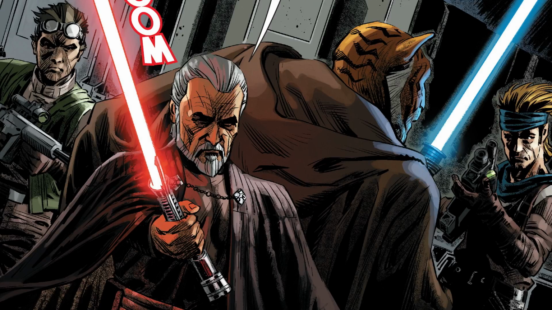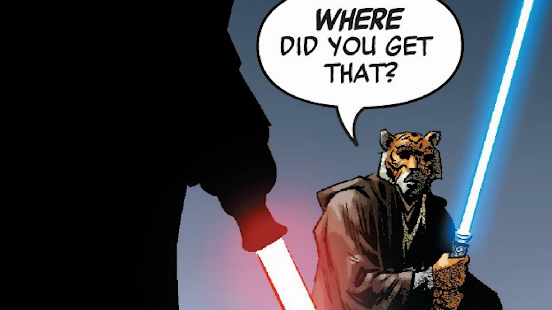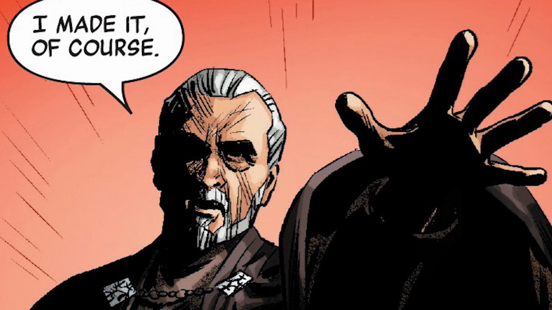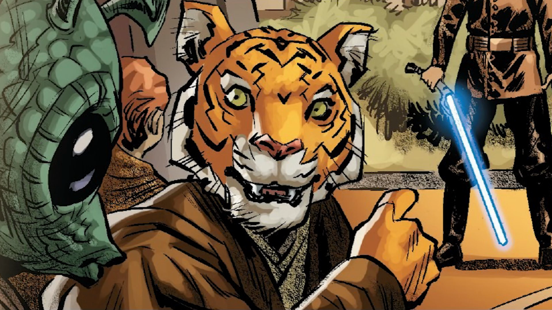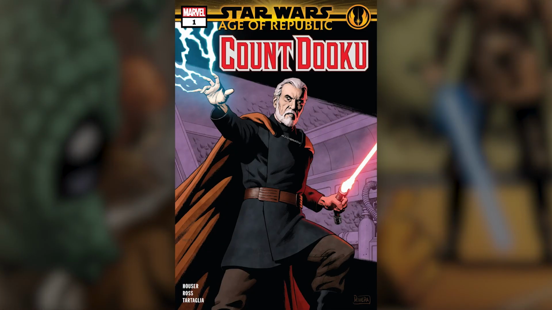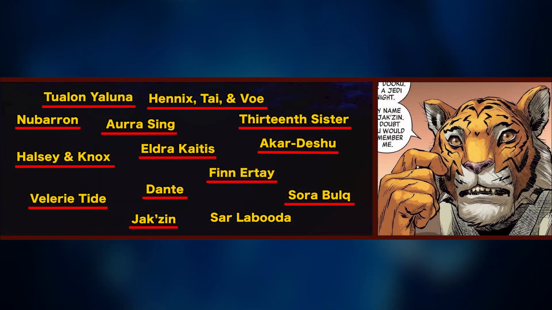Dooku used his red lightsaber. Afterwards, Jackson didn't trust Dooku, and Dooku revealed that he made the red lightsaber. Dooku then used the Force to lift the blaster and shoot Jackson in the back. Jackson first appeared in the Age of Republic Count Dooku 1 comic.